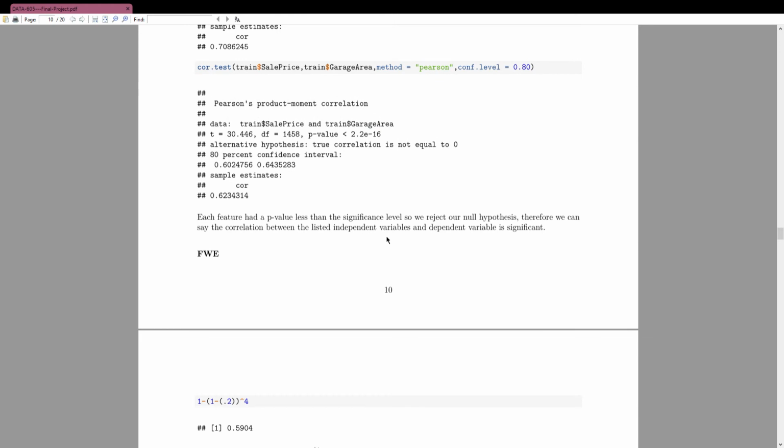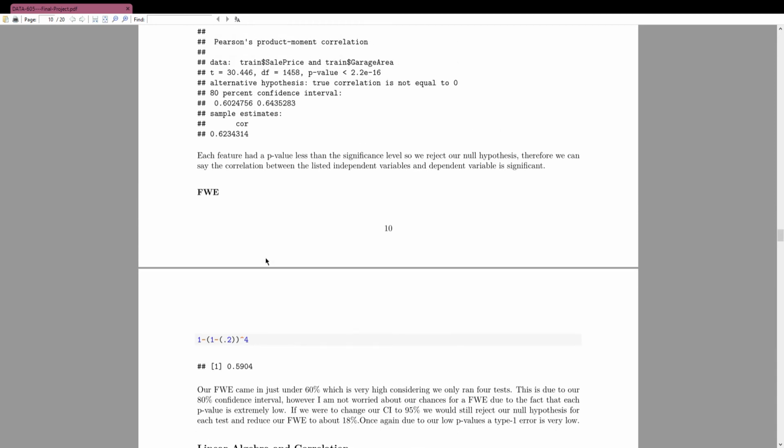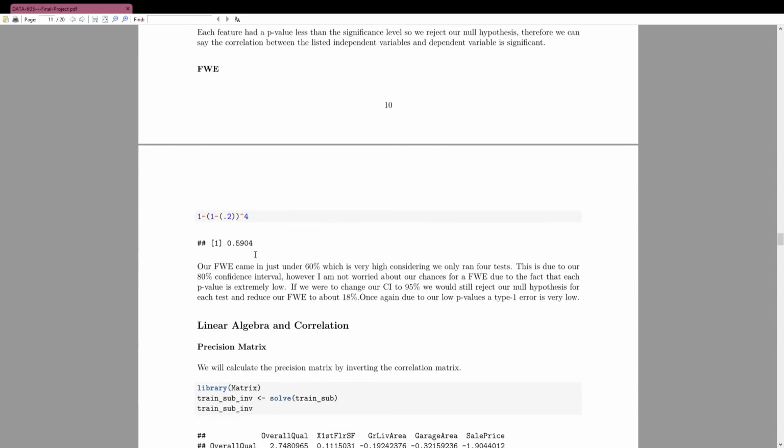So in this case, we can reject our null hypothesis, and we can assume that these correlation values are statistically significant. But one thing to keep in mind is the family-wise error. This does have to do with what you choose as your confidence interval. So 80% is relatively low. And this gave us a value of 0.5904, which is very high considering we only ran 4 tests.